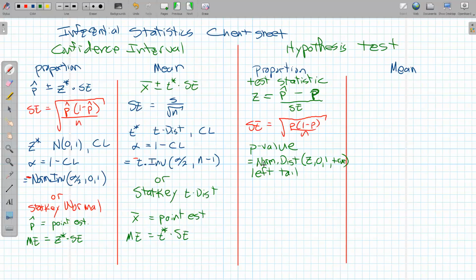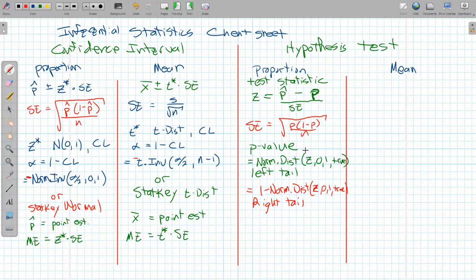Since this formula only does a left tail, we can flip it by doing a 1 minus, because it's a probability. Probability 1 is 100%. So we could do 1 minus that norm.dist if we want a right tail. And we would enter in our z-score, 0, 1, true, and that would be for a right tail. If it happens to be a two-tail test, we just double one of those, depending on whether the z-score was negative or the z-score was positive.